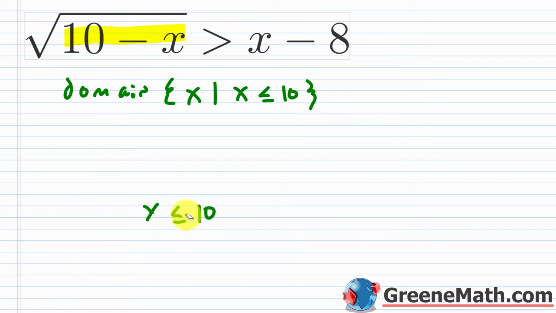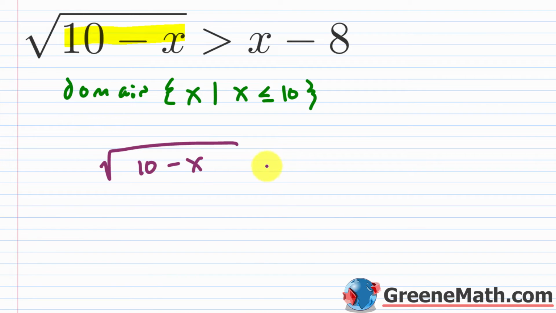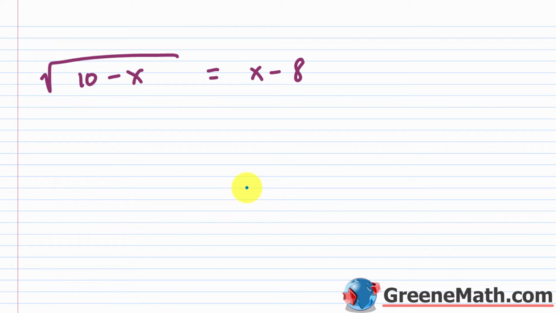Close that down. And now let's think about solving the related equation. So we're going to have the square root of 10 minus x equal to x minus 8. Just like in the last problem, we can immediately square both sides. This square root is isolated on the left, so I can just square this side, and then I can square this side.